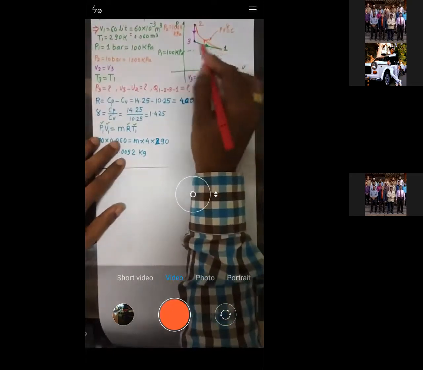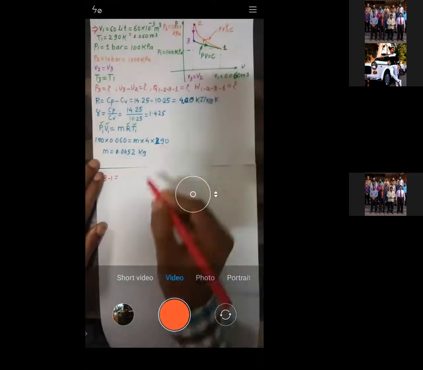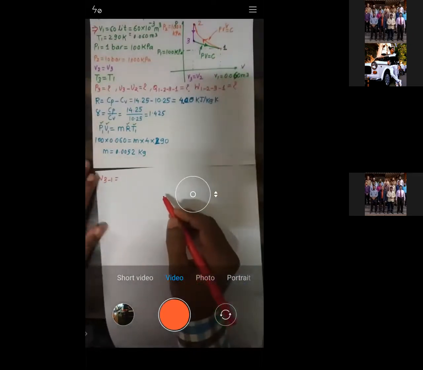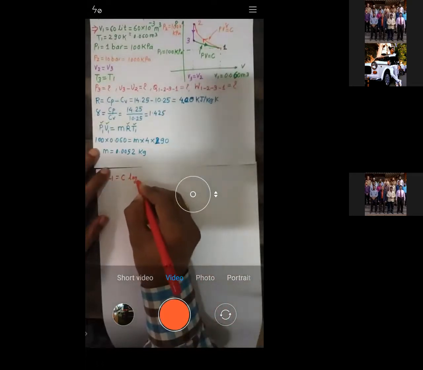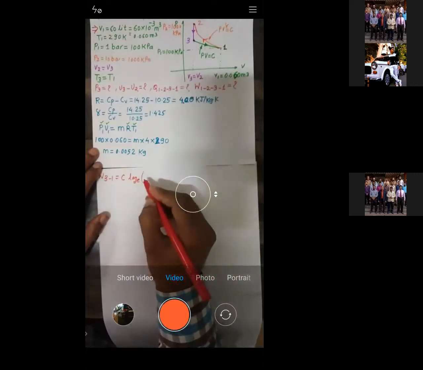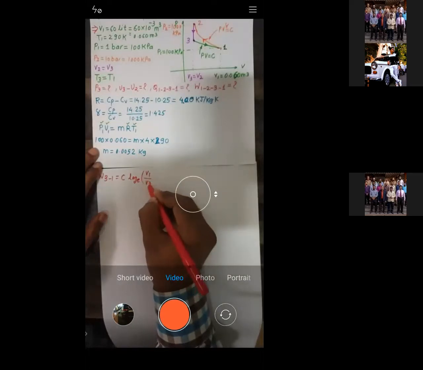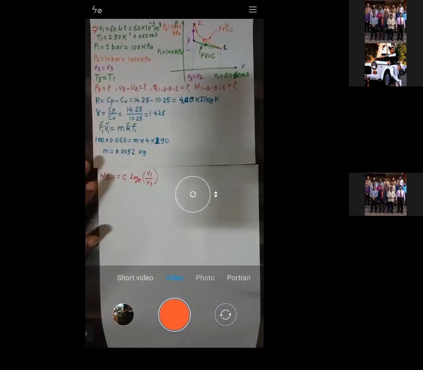See, this is an isothermal process. 3 to 1 is an isothermal process. So for an isothermal process, work done is given by, if you refer to the formula, C into log to the base e, final volume upon initial volume. So this is V1 by V3. You can see it. If you go through the previous lectures, you'll be in a position to understand it.